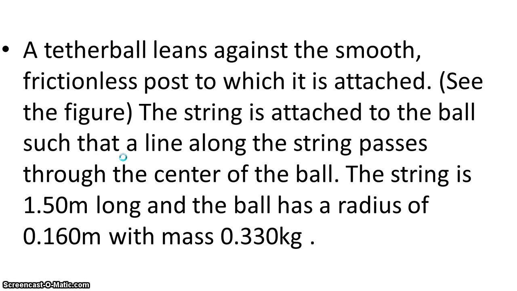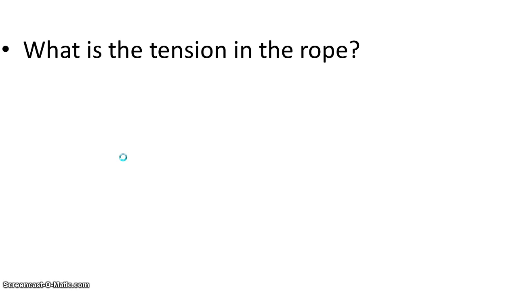A tetherball leans against the smooth, frictionless post to which it is attached. In the original question, it has the figure, but in this example, we'll make the figure ourselves. The string is attached to the ball such that a line across the string passes through the center of the ball. The string is 1.5 meters long and the ball has a radius of 0.16 meters with a mass of 0.33 kilograms. So our first question is, what is the tension on the rope, given that the tetherball is currently motionless?